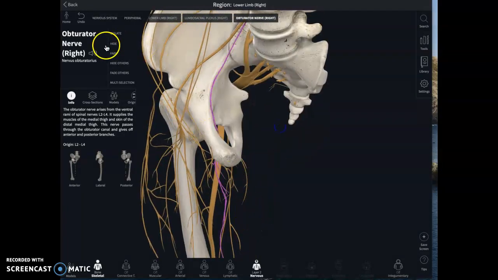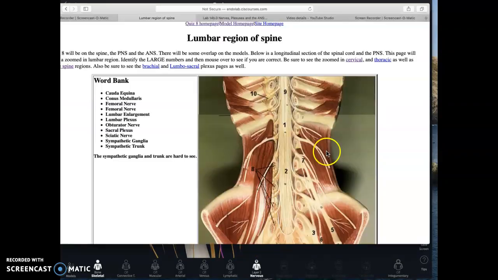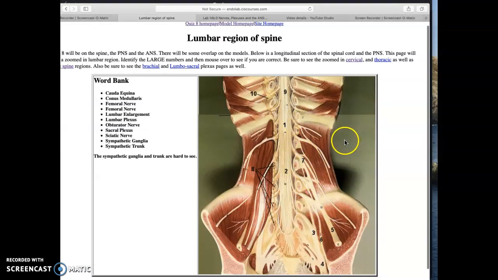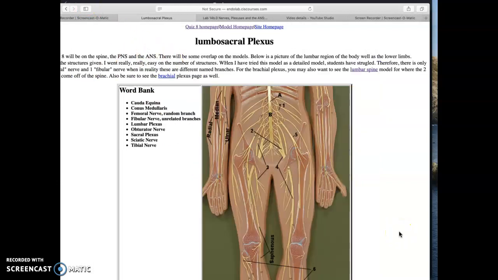So watch his videos. You are then going to go to my webpage. I'm going to have you go to a different model, but basically here's the other spinal cord model. We have our lumbar plexus up here. We have our sacral plexus down here. We have our femoral nerve. We have our obturator nerve. There's our sciatic nerve.